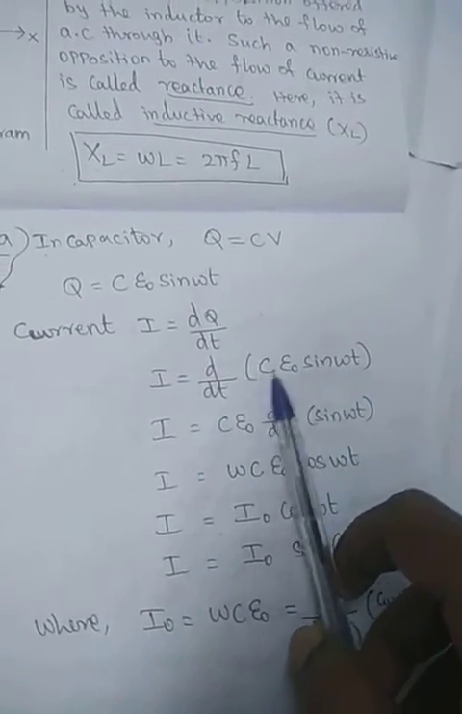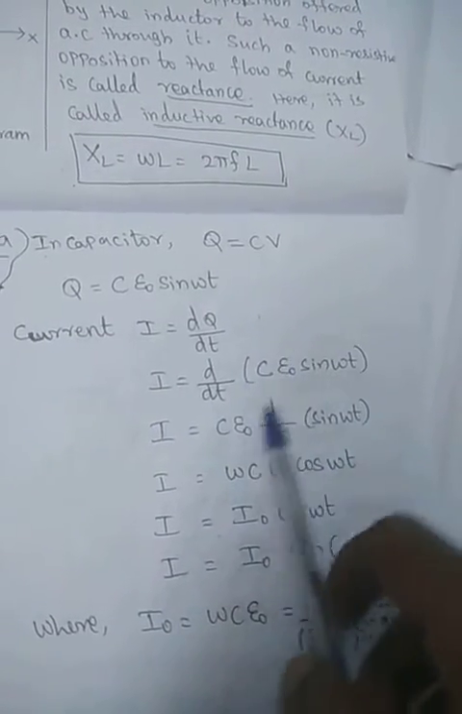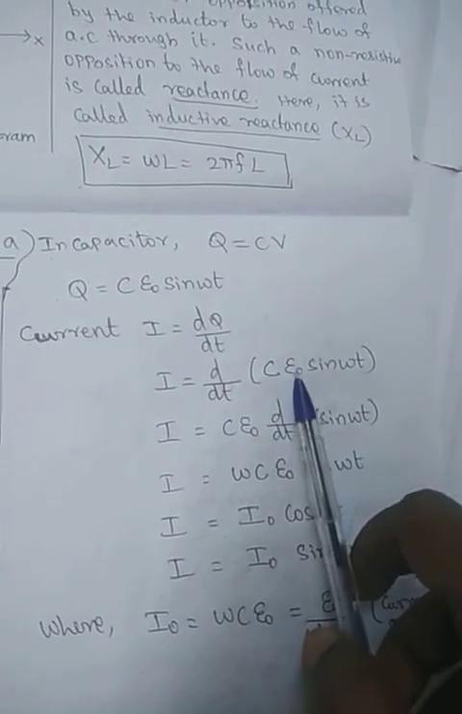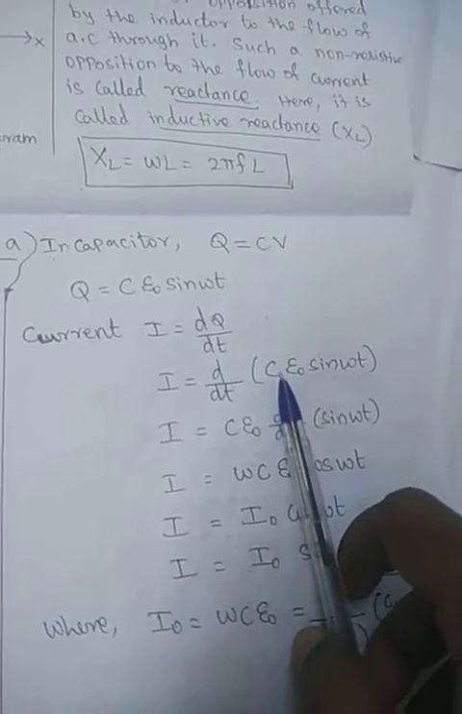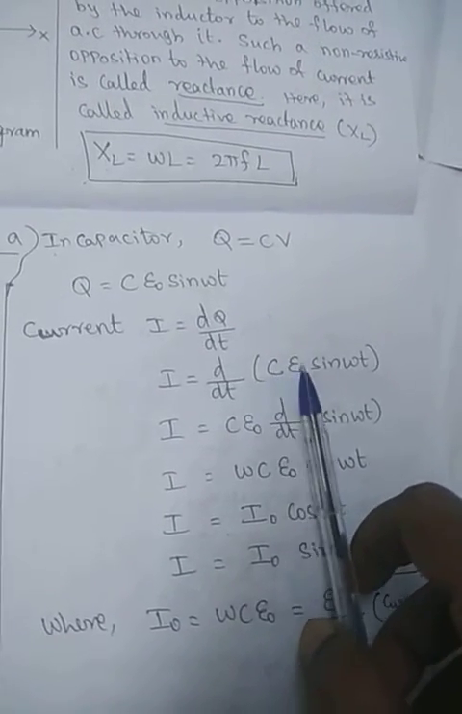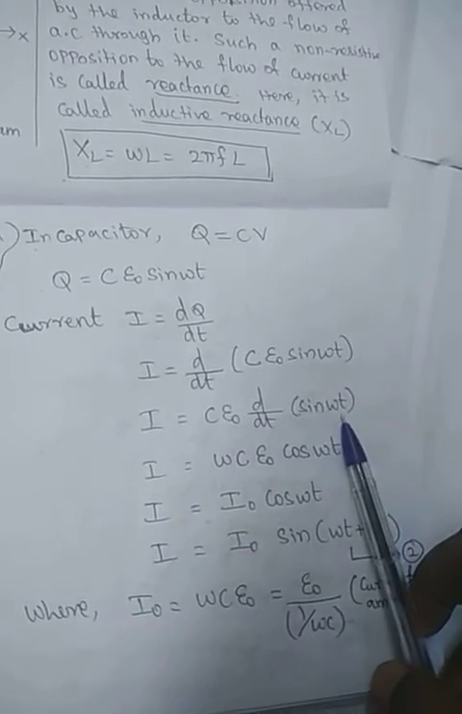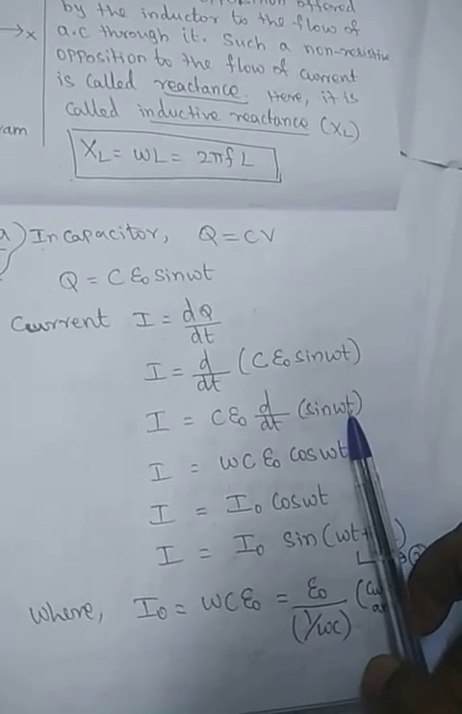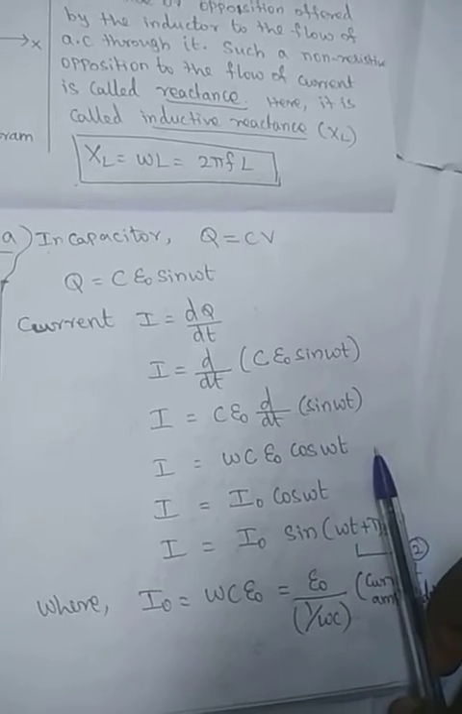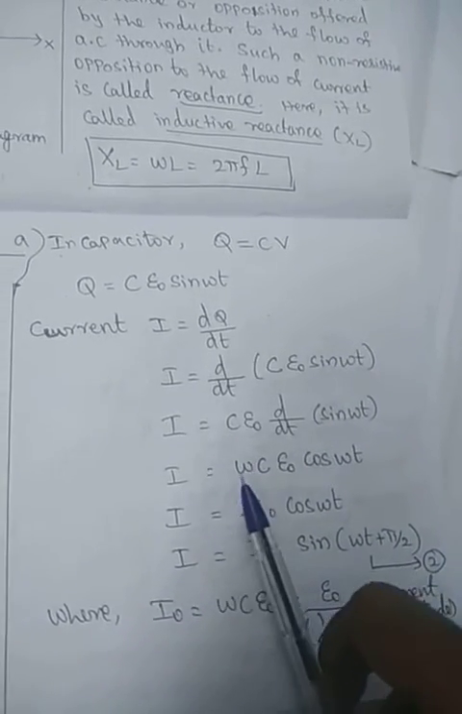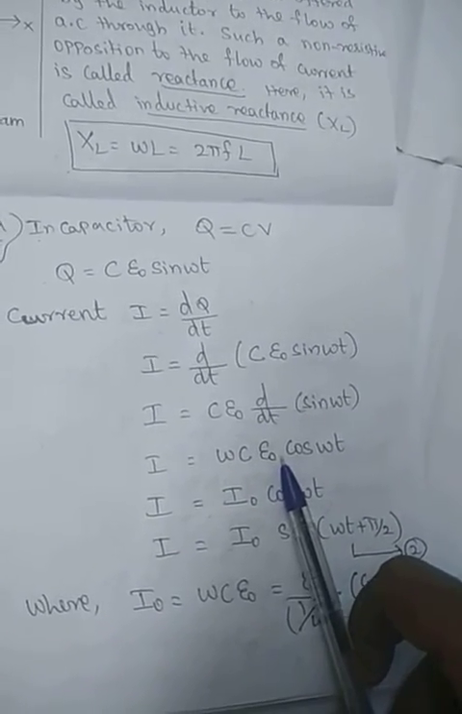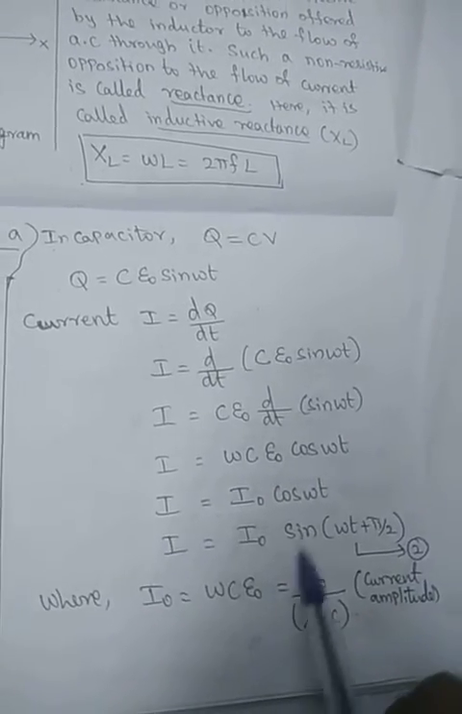C and E0 will be taken outside because these are constant values. E0 is the amplitude of the EMF, and C is the capacitance of the capacitor. So both are constants, and we take them outside. So d by dt of sin omega t. The differentiation of sin omega t is cos omega t into omega. So omega comes here: omega C E0 cos omega t.